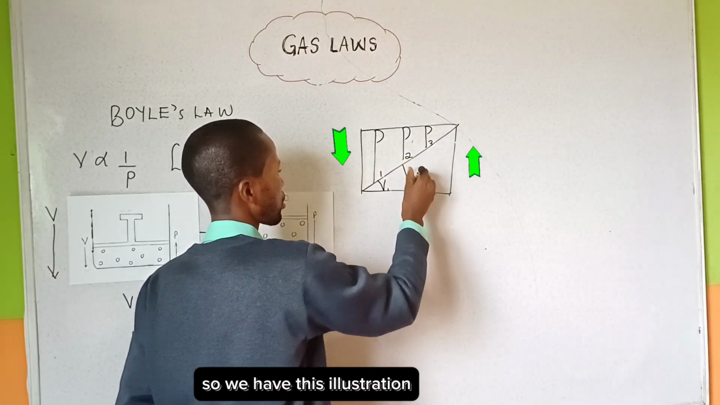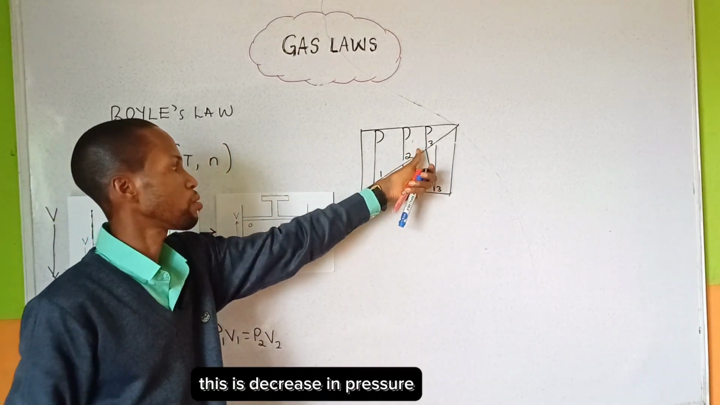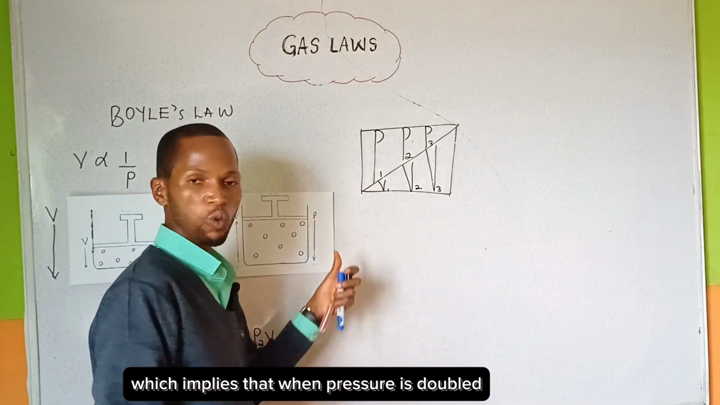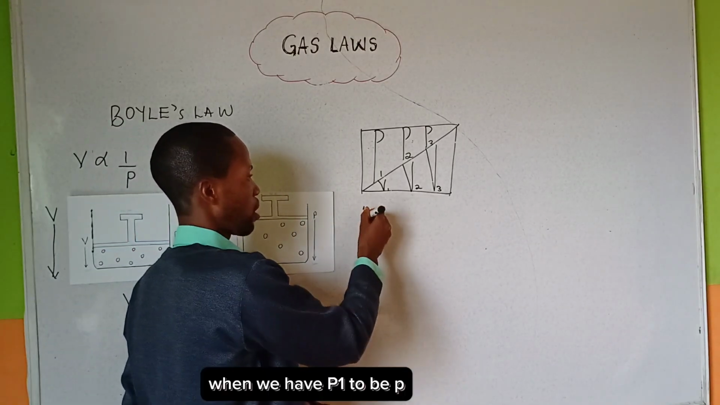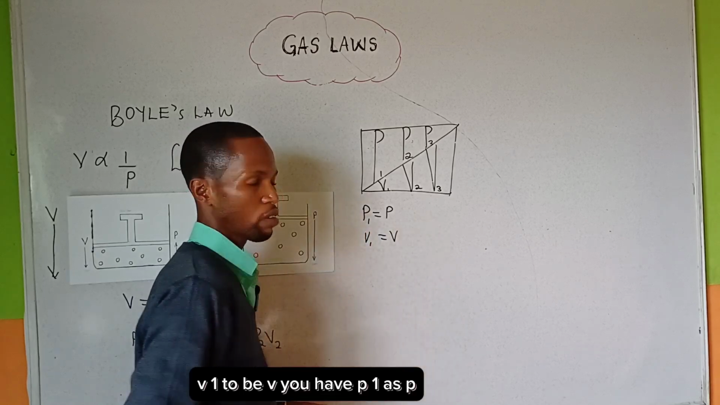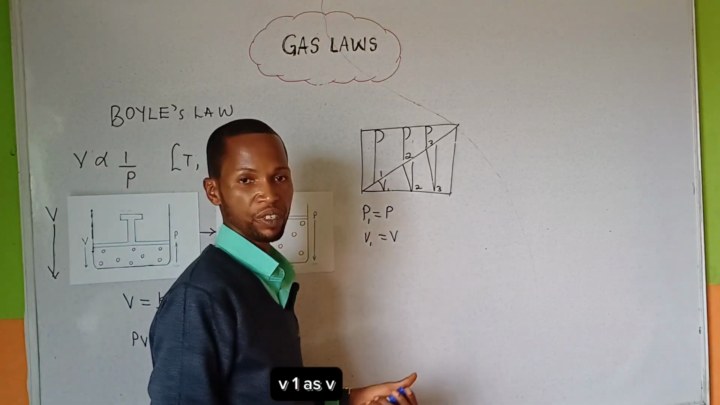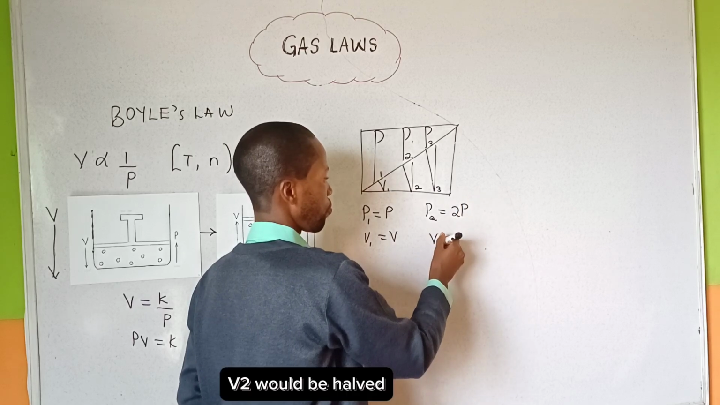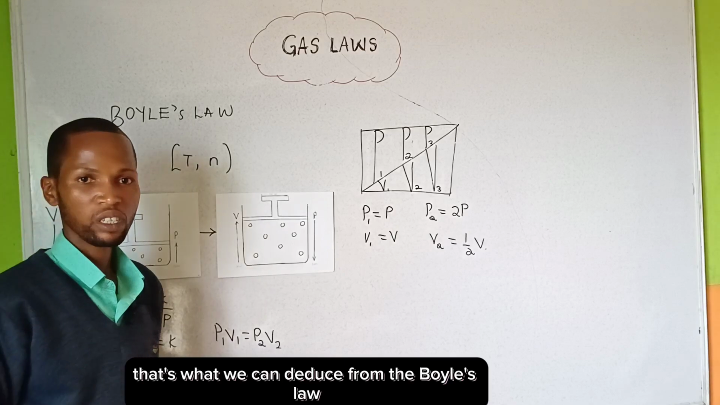So we have this illustration. This is a decrease in pressure resulting in an increase in volume, which implies that when pressure is doubled, volume is halved. When we have P1 as P and V1 as V, therefore P2, when it is doubled, V2 would be halved. That's what we can deduce from Boyle's law.